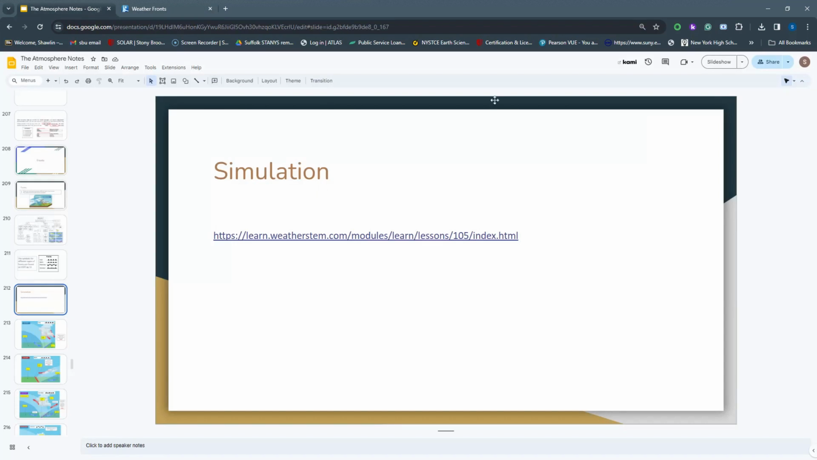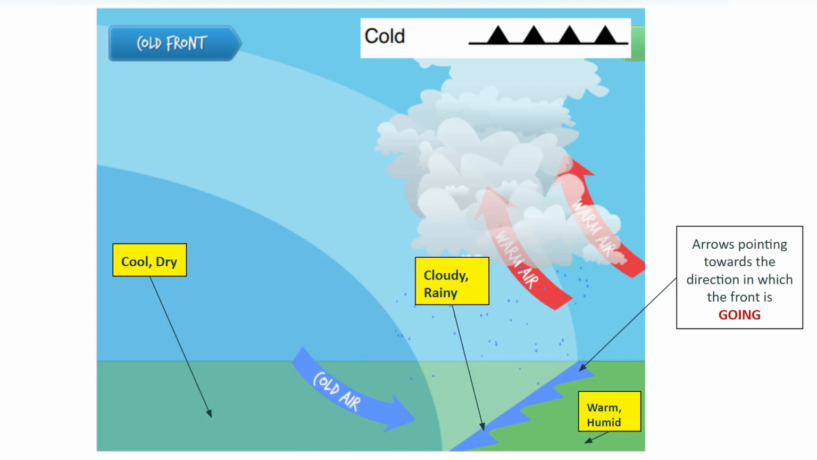All right, let's go back to our notes. So this is a refresher of what I just talked about. This is a symbol for cold front in your reference table. In a cold front, cold air pushes towards warm air, which rises. We get clouds and rain where we have these symbols right here. The arrow points towards the direction the front is going towards. Behind the cold front, we have cool and dry air. In front of the cold front, we have warm and humid air where the warm air is being pushed up.